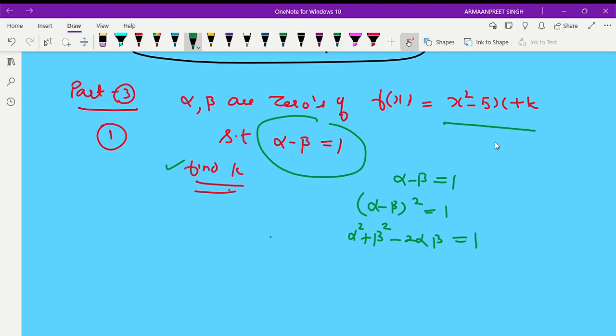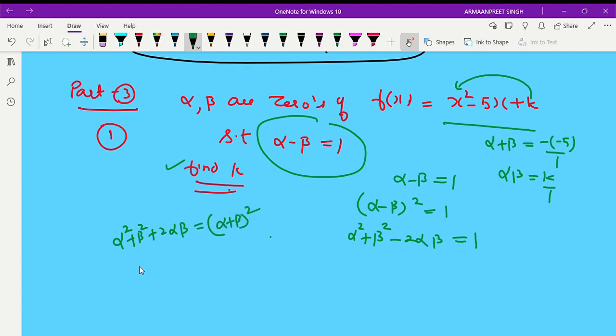Now alpha plus beta is minus b over a, and alpha beta is c over a. Now we have to express this equation in terms of alpha plus beta and alpha beta, because alpha plus beta and alpha beta are required in this question. So alpha square plus beta square plus 2 alpha beta is alpha plus beta whole square, and you can write alpha square plus beta square is equal to alpha plus beta whole square minus 2 alpha beta. So put this value in the equation.